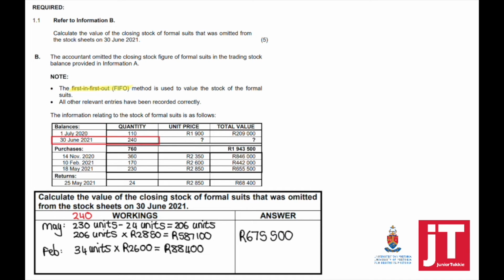88,400. So my total is 587,100 plus 88,400. And that is the value of my closing stock. Now remember, this will appear in your statement of financial position.